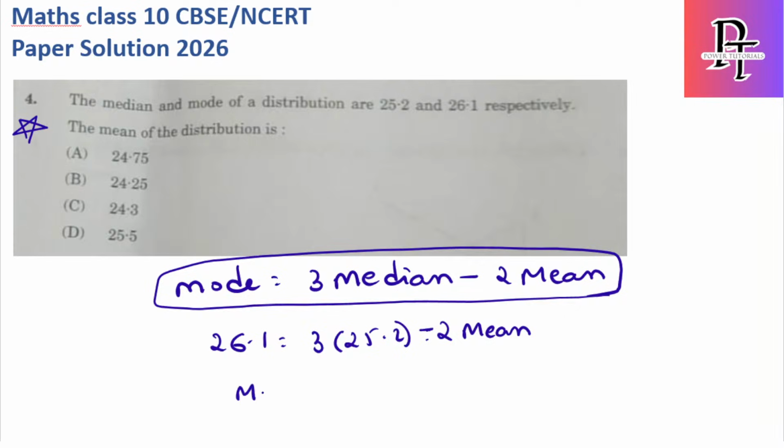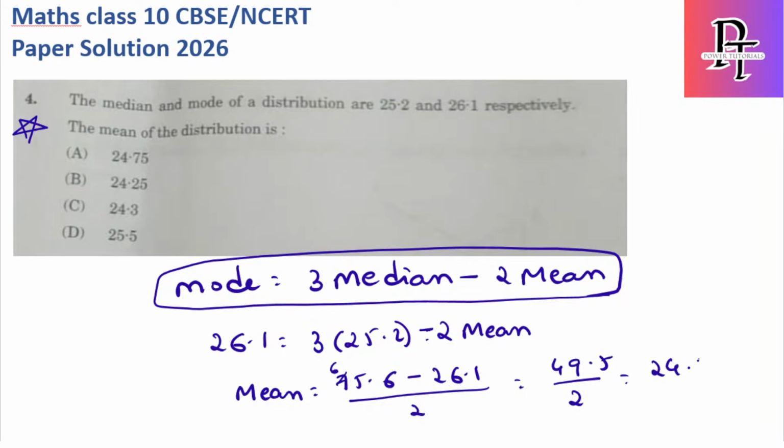So mean I will directly write. Mean is equal to 3 2 is 6, 3 5 is 15, 3 2 is 6, 7, 75.6 minus 26.1 by 2. Okay, so 75.6 minus 26.1, 15 minus 6 is 9, 6 minus 2 is 4. So it is 49.5 by 2. So this becomes 24.25. Okay, wait, it's not 24.25, it's 24.75. 24.75 is the answer, which is again A.